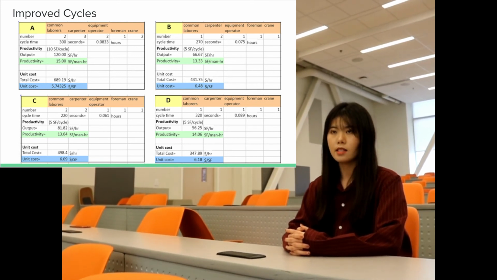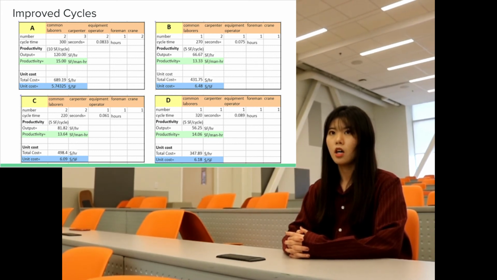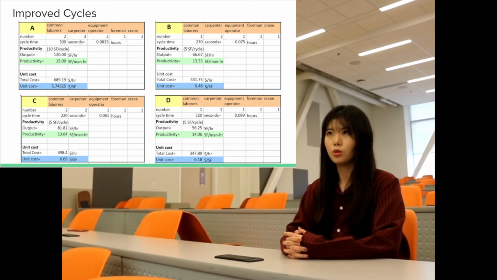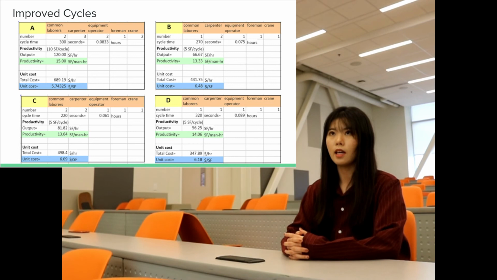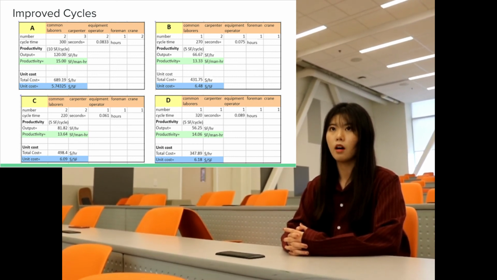It should be emphasized that in Plan A, the output for each cycle is 10 square feet, while other plans have an output of 5 square feet per cycle, which is the same as the current plan. Plan A has the lowest unit cost, but it has 2 cranes. We think that 2 pieces of equipment take large working spaces, which might interfere with other work on the site.